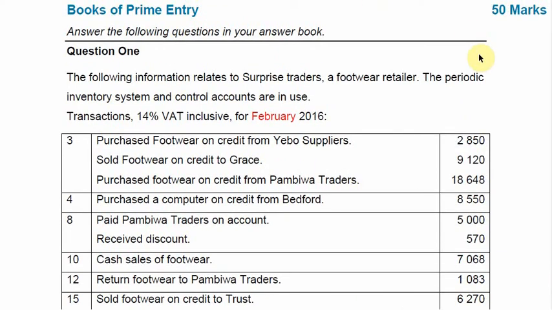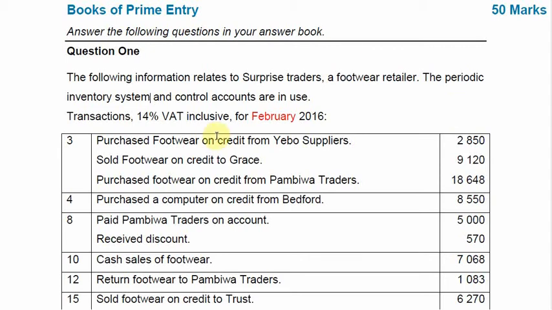The following information relates to Surprise Traders, a footwear retailer. The periodic inventory system is used and control accounts are in use. So why would they tell you periodic inventory system? Again, for the calculation of your cost of sales. If we are working with the periodic inventory system, the cost of sales is the opening inventory plus the purchases plus the carriage, minus the purchase returns, minus the closing inventory. Just something interesting to remember.